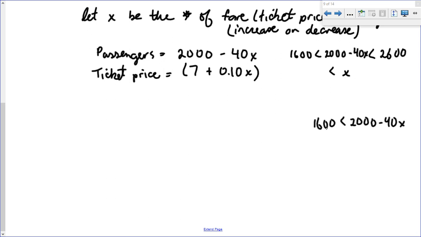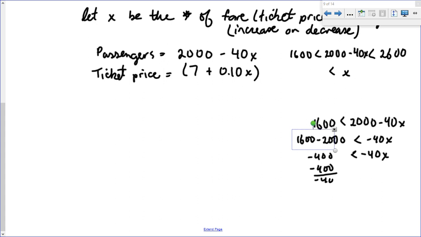Okay, so let's bring over the 2000. So if I bring over the 2000, I'm going to have 1600 minus 2000 plus a negative 40x. Okay, that's negative 400 less than 40x. And when I solve an inequality and I divide by a negative, I have to flip the inequality, and that's 10. Okay, so x has to be less than 10. So I'm going to write that over in here.